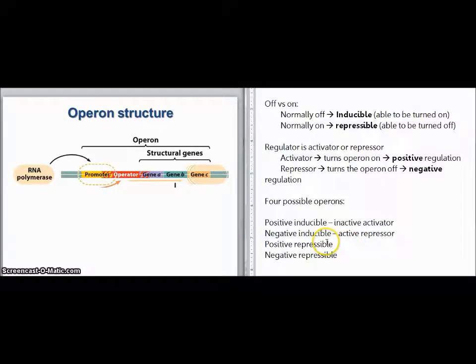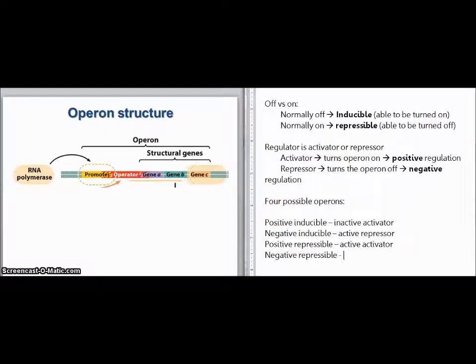Under positive repressible, now positive we have an activator, but repressible means we're typically on. So if our operon is typically on, we're being regulated by an activator. That means that the activator is typically on the operator, keeping it on. All right, so that means we have an active activator.